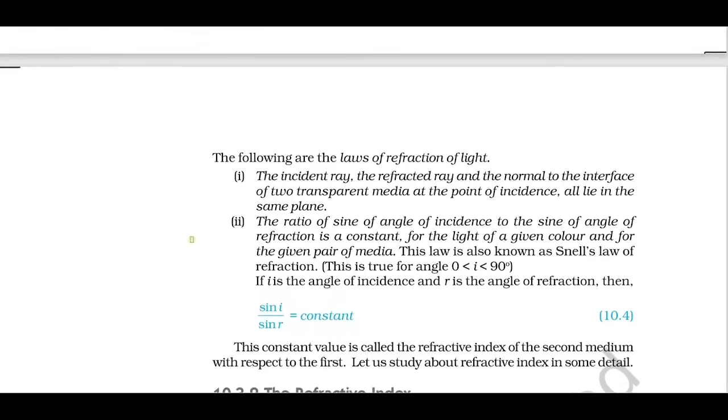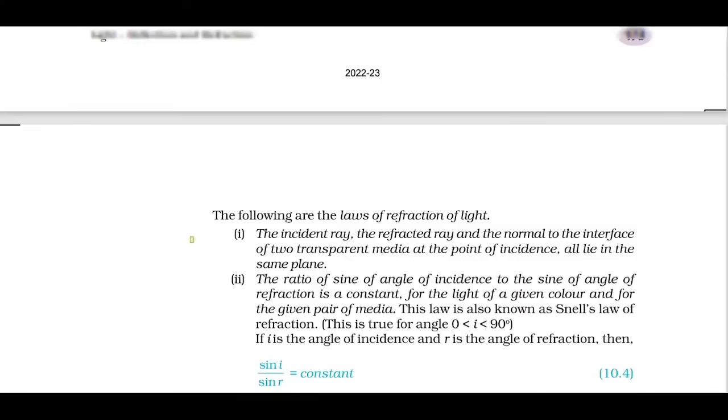Do make a note. And also we have 2 laws of refraction. First law of refraction: the incident ray, the refracted ray and the normal to the interface of 2 transparent media at the point of incidence all lie in the same plane.